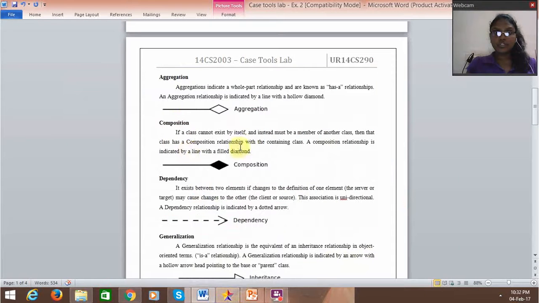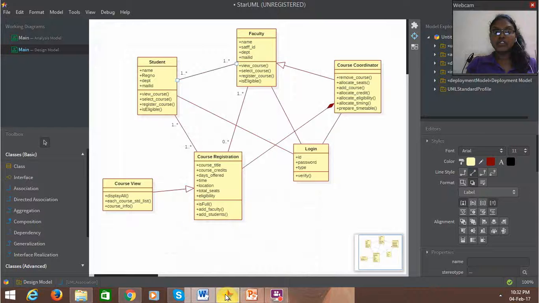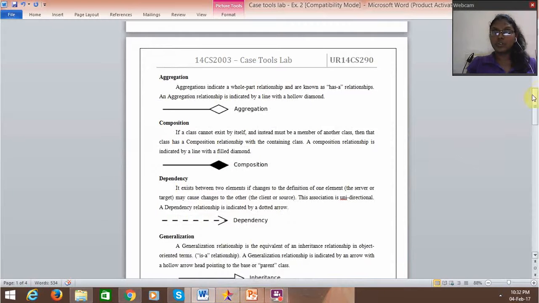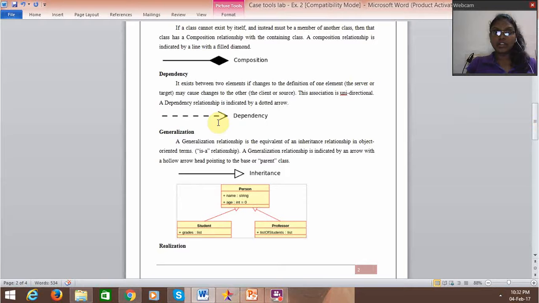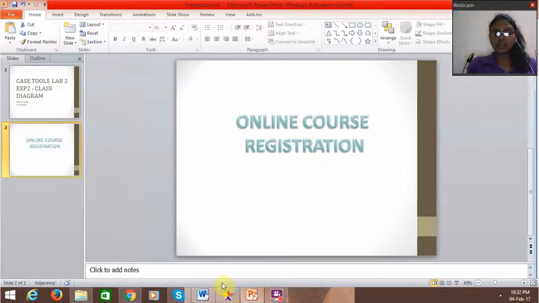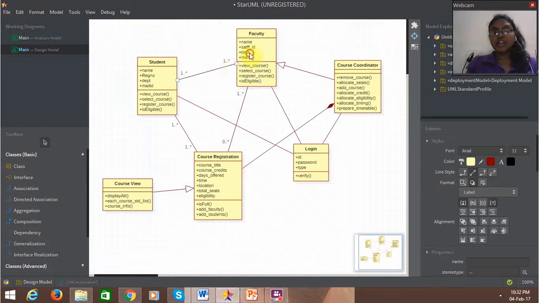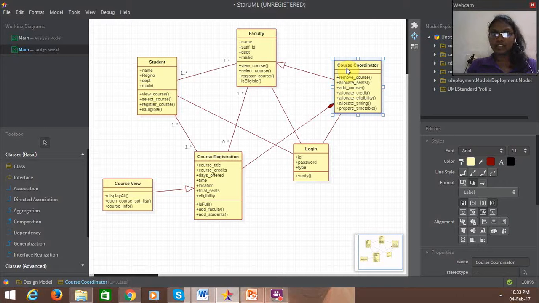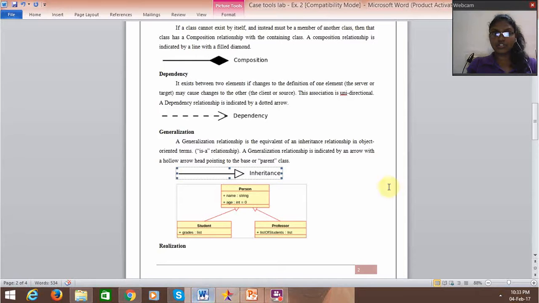Then we have composition, where a class cannot exist by itself. So the course registration will not be able to exist without the course coordinator, because there will be nobody who will be allocating the courses. And then we have something called dependency and inheritance. Inheritance is what we saw in this: faculty is a class and course coordinator is a part of a faculty with extra properties. So it's inheriting the properties of a faculty along with having extra features.